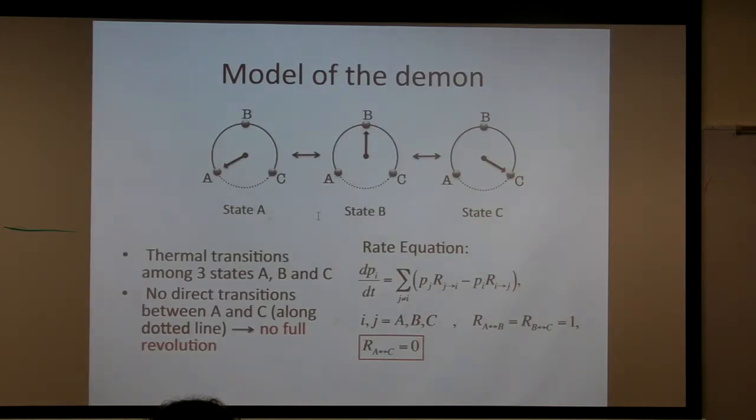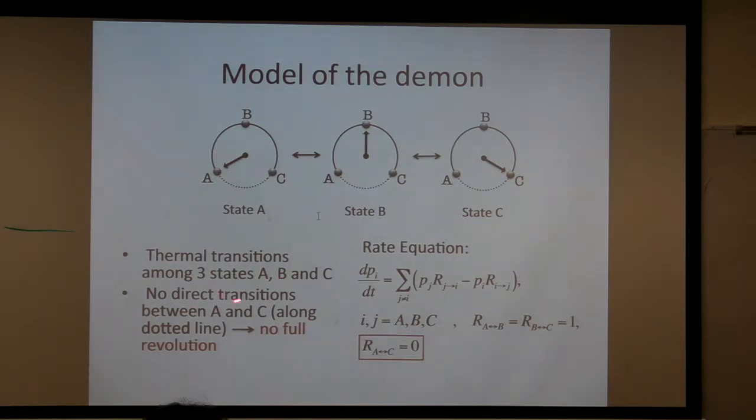Okay, so let's go to the model of the demon. We model the demon as a three-state system. The three states are A, B, and C. And this demon is put inside a thermal reservoir, so it can make thermal fluctuations. It can make random jumps between states, say, A and B or B and C. Like the A to B transition is shown here, the B to C transition is shown here. However, on its own, it cannot make any transition along the dotted line. So there is no direct transition between states A and C. So that's the model of the demon we have.